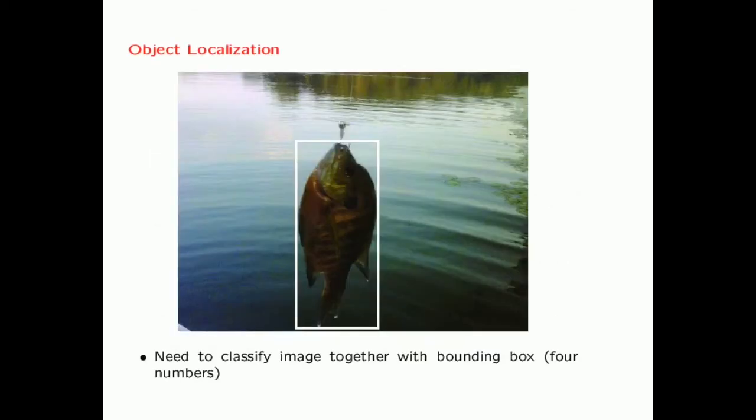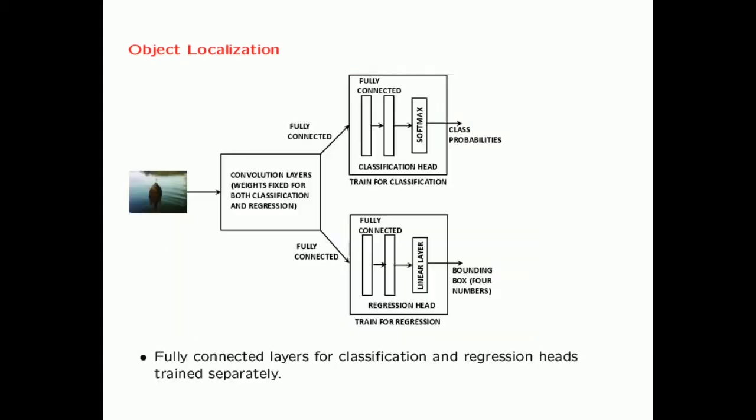Now let's look at a particular application like object localization. In image recognition, we just wanted to classify an image. So if you have a fish, you would just want to classify it as a fish. In object localization, you want to classify the image together with its bounding box. So here you will have 4 numbers corresponding to the bounding box of the image. For example, you can have the top left corner as well as the width and the length of the image.